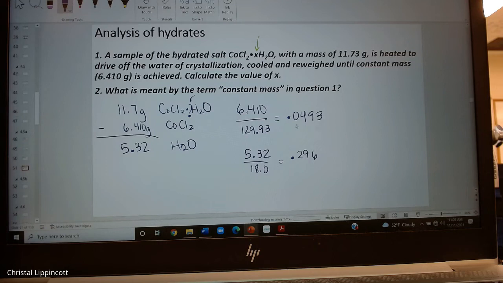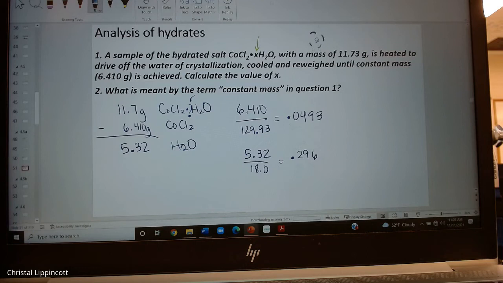Then I divide by the lowest mole amount. Now, when you're talking hydrates, your water moles should be higher than or equal to this. This should always be your lowest mole amount. Because if you think about how these form, you've got your molecule and you're trying to figure out how many waters are around the thing.